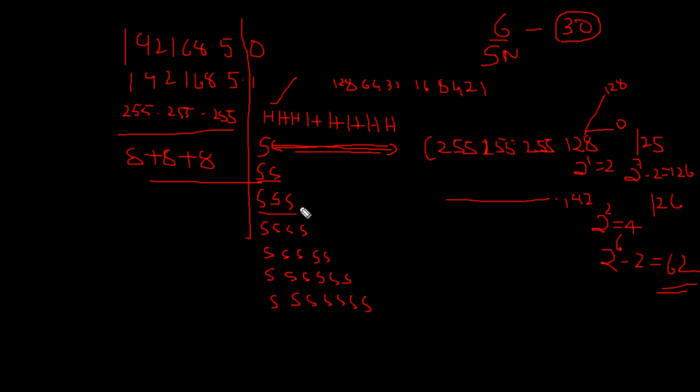This is the mask. So what is the value of this mask? 224. This is the value of this mask, 224. That is 255.255.255.224. That is the mask.